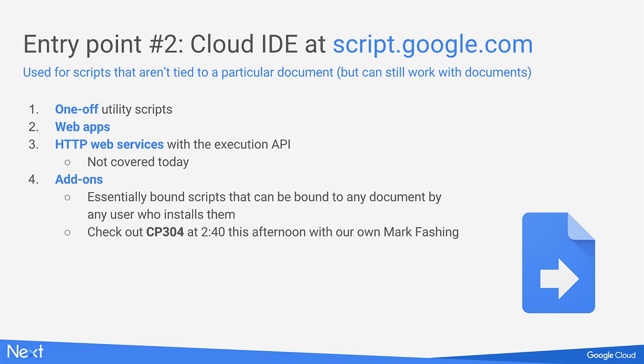You can also build raw HTTP web services. It's not something that we'll go deep into today, but our Execution API lets you invoke AppScript via a REST API, so you can build a backend service. Lastly, add-ons. As mentioned, that is going to get covered in CP304, which is the next session in this room. Stick around if you like what you hear, or maybe even if you don't, because he's cooler than I am.